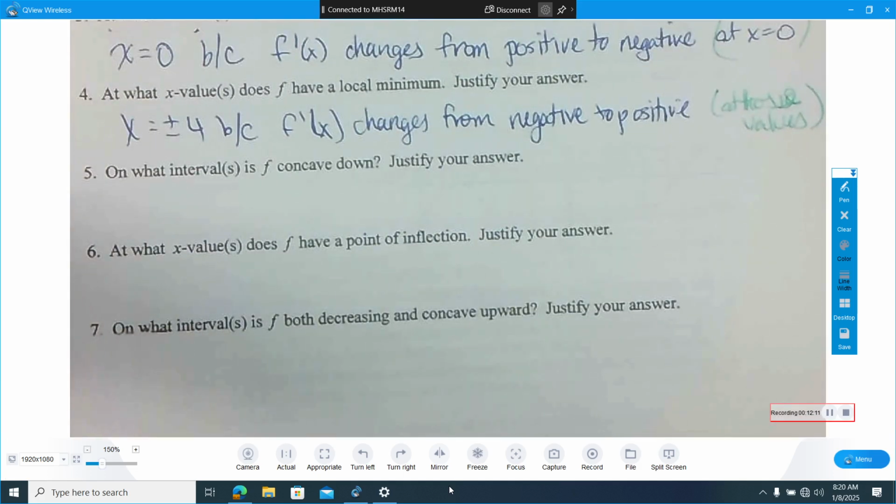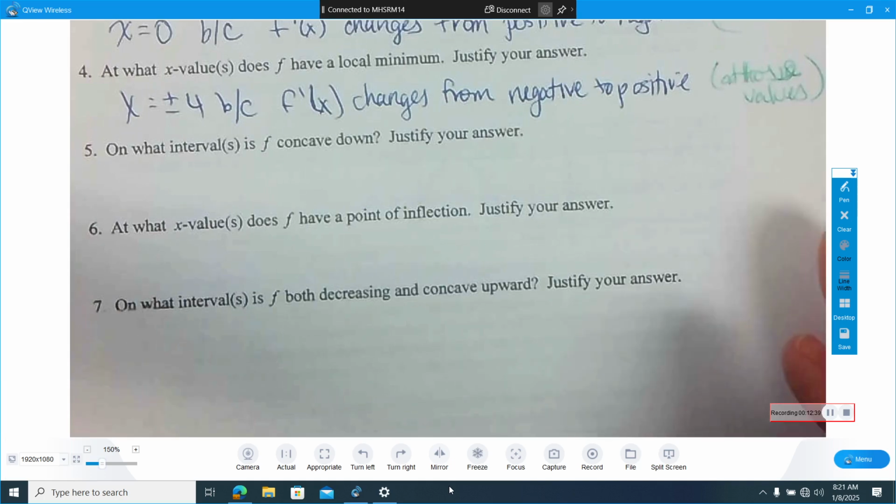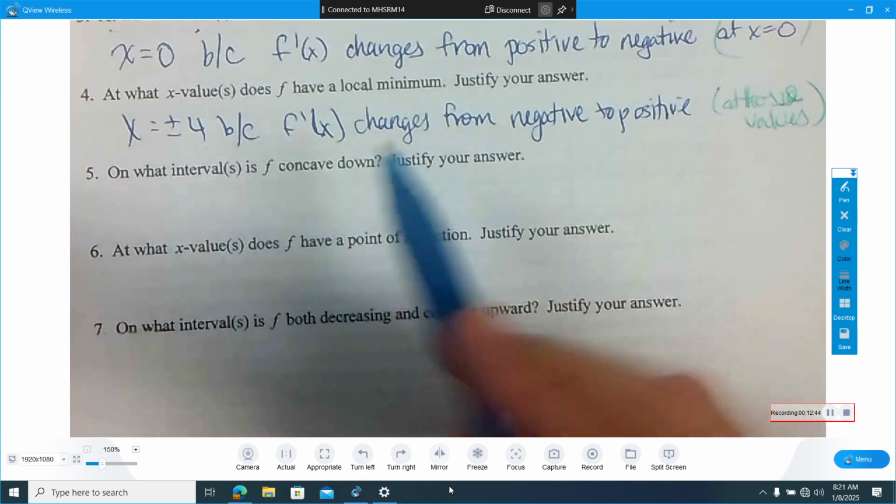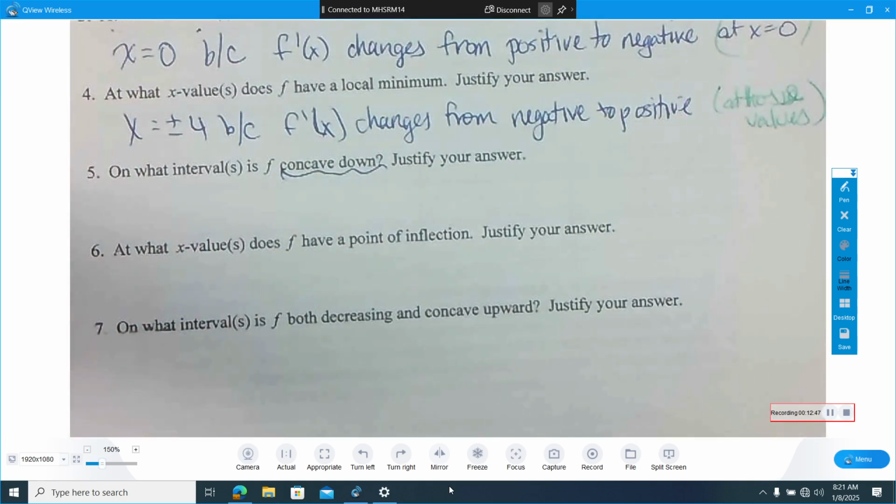They go through and pre-read all of the tests. So the chief readers get together and read through a whole bunch of the student responses and get a good sense of what kind of mistakes they're making. And then after they've read through like 1,000 papers, they develop the scoring rubrics for these things. So it's just good to try to get every single point we can. All right, on what intervals is f concave down? If we're talking about concave down, what derivative do we care about?